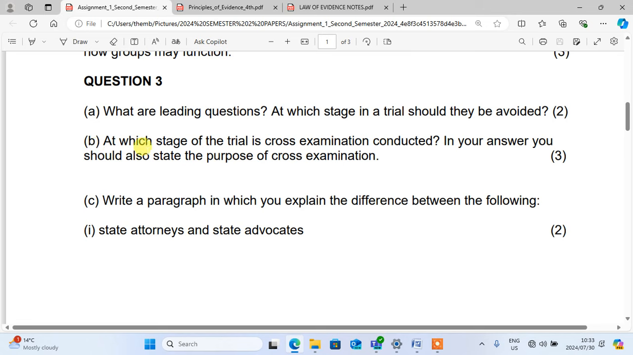Number B, at which stage of the trial is cross-examination? We have talked about that: it is the second stage after examination in chief. Then it is followed by cross-examination. Then we talk about the purpose of cross-examination. It means that these 5 marks are now very simple.